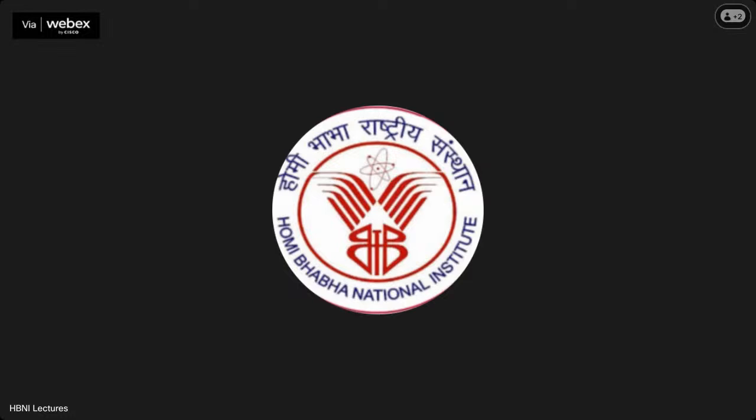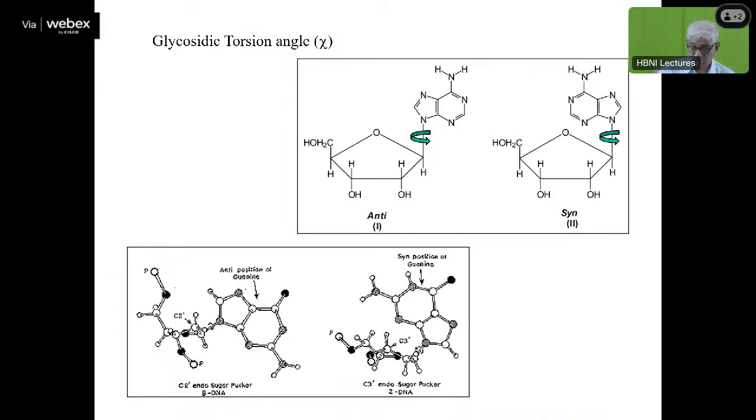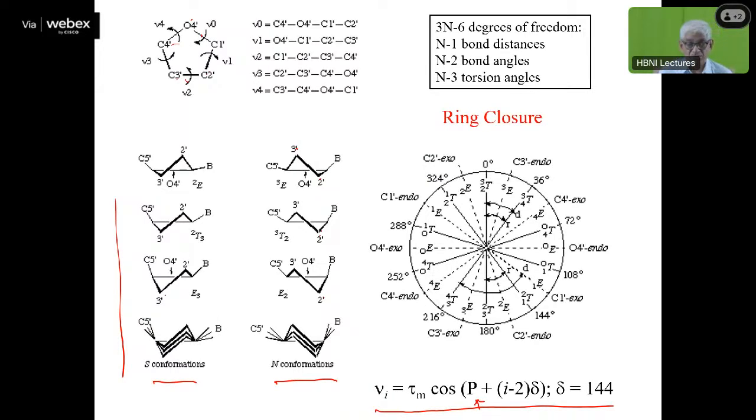Yeah, you can start. Okay. So let me repeat this part of the sugar ring conformation. It's a little complex, but if you give attention slowly, you can follow it. It is not at all difficult.